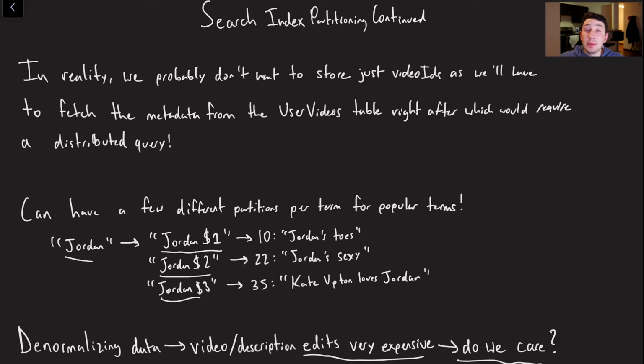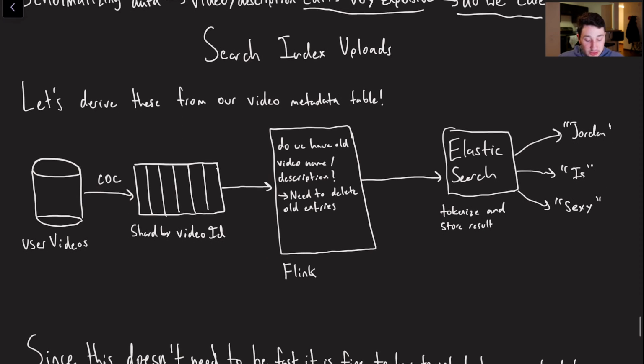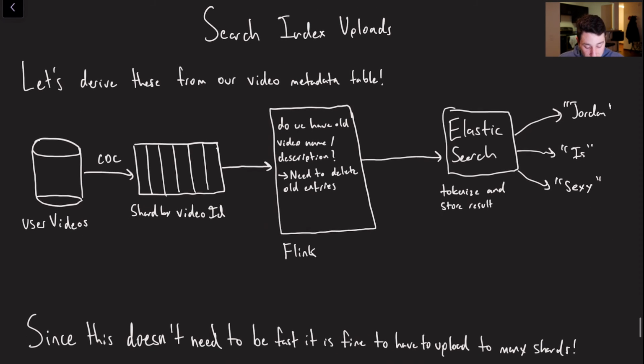Probably not really, because at the end of the day, the benefit of denormalizing our data within the search index for reads and for viewing videos is a lot bigger than the cost of having to have slow uploads or slow edit speeds for our video descriptions and titles. So what would that actually look like when we bring it together?